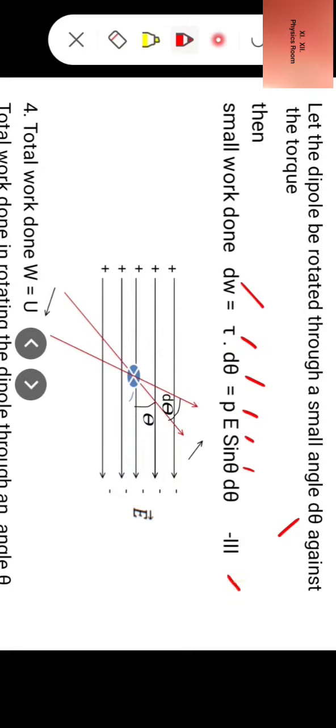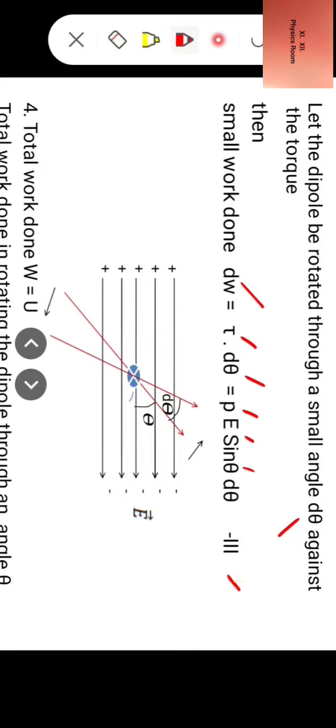Now total work done W is equal to U. U is for potential energy and W is for work done. Now we have to calculate total work done in rotating the dipole from the initial position theta equal to 0 to final position theta equal to theta.